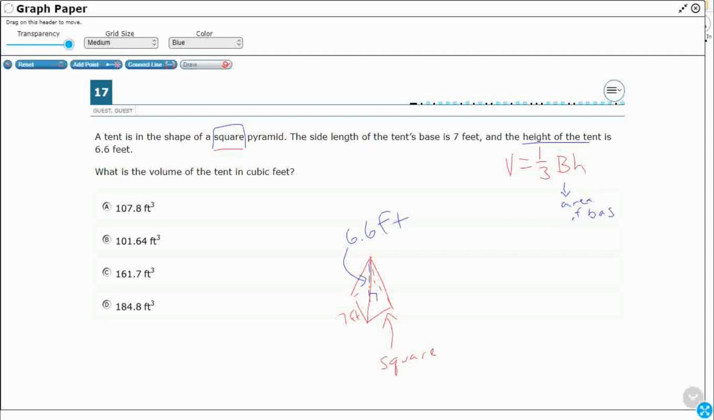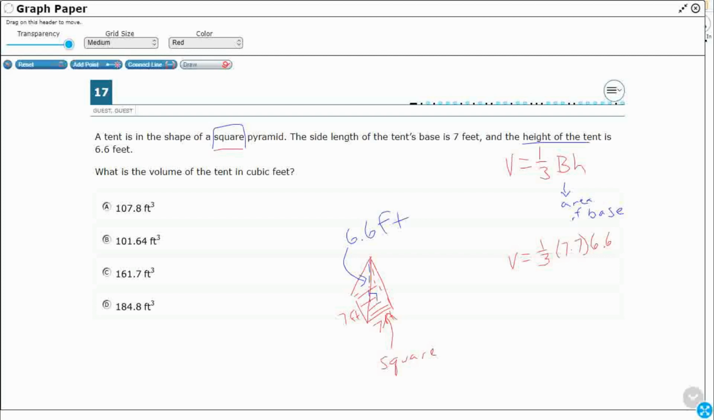So the height is the height, but the area of the base, well, the base is a square. So how do I find the area of that base? That's going to be 7 times 7, because that's how you find the area of a square: side length times side length. I'll go ahead and rewrite it: 1/3, then 7 times 7, or 7 squared, and then times my height of 6.6. So 7 times 7 is 49. So volume is 1/3 times 49 times 6.6.